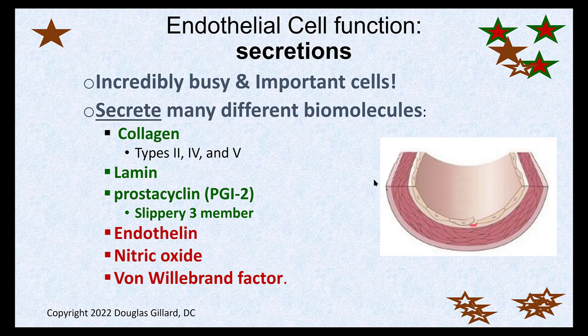But let's look at some more functions of these endothelial cells. They're very busy. They secrete all sorts of different biomolecules: collagens type 2, 4, and 5, which are needed to make repairs to the basement membrane and other things underneath. Laminin. Prostacyclin is one of the slippery three. That's a molecule that prevents blood from thrombosing or clotting. You shouldn't really say clotting, but that makes more sense to people. It prevents blood from clotting on the luminal surface, which can be very deadly. Endothelin, which is a powerful vasoconstrictor, can narrow the lumen, narrow the flow of blood through the blood vessel. And then nitric oxide does just the opposite, increases the flow of blood through the blood vessel. And then we have von Willebrand factor, which is a member of the blood clotting cascade. So we'll get into these molecules.